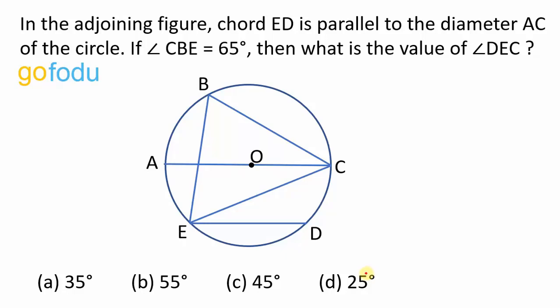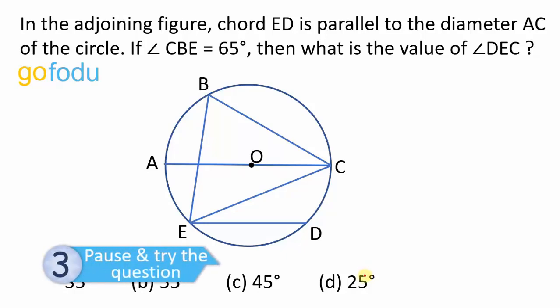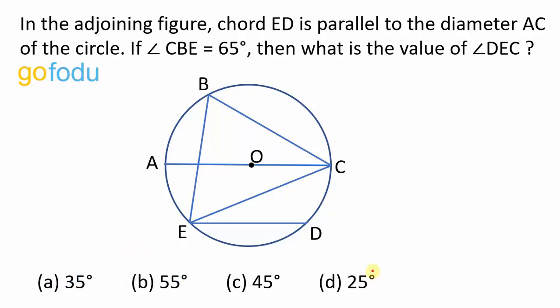I know it's an easy question, but just focus on the hack. Focus on the paper hack. Go through the question. Now here, actual lengths are not involved. So no matter how big or small this figure is drawn, angle DEC, which is asked from us, will come out the same as long as this angle is 65 degrees and ED is parallel to diameter AC. So we are getting a definite value of angle DEC.